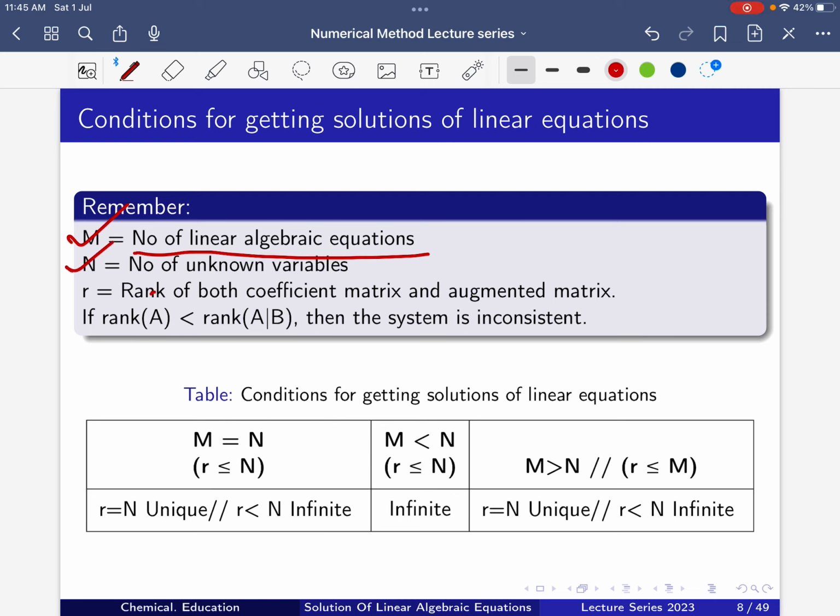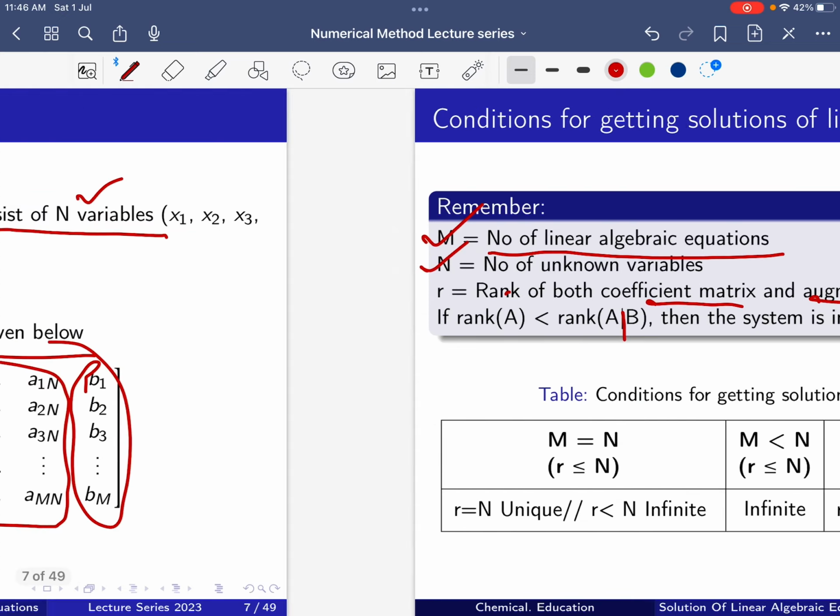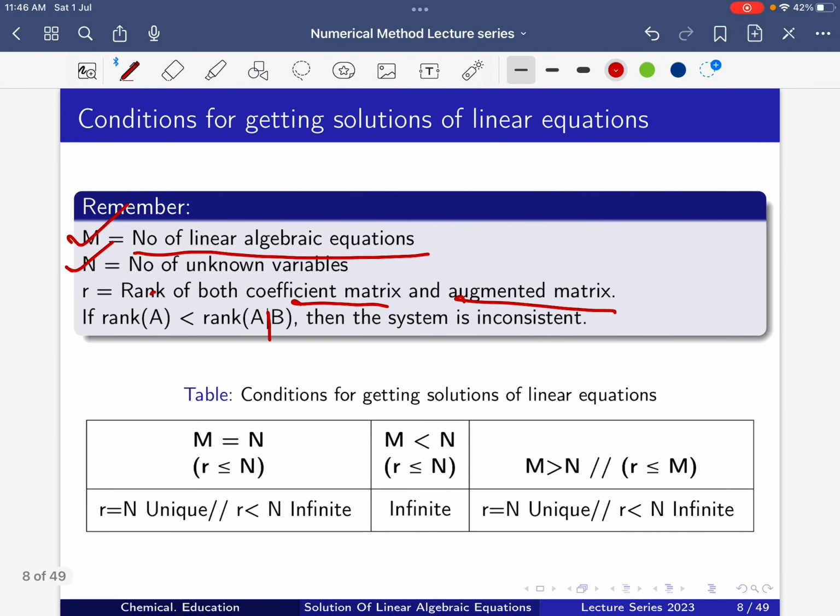And r is the rank of both the coefficient matrix as well as the augmented matrix. So we have to find the rank of the coefficient matrix, rank of A, as well as the rank of the augmented matrix, A comma B. If the rank of A is less than the rank of the augmented matrix, then the system is inconsistent. These are very important conditions. Now when m is equal to n, the number of equations equals the number of variables: if rank is equal to n, we get a unique solution. If rank is less than n, we get infinitely many solutions.